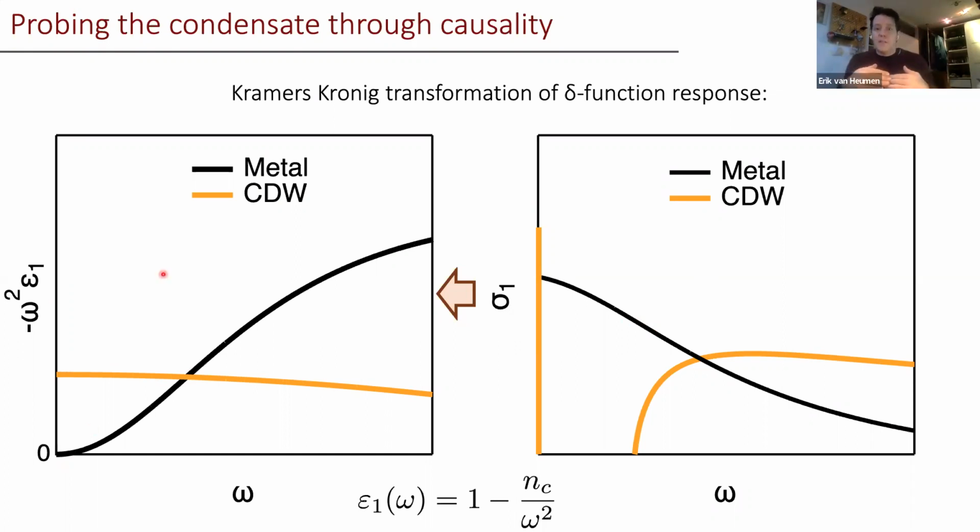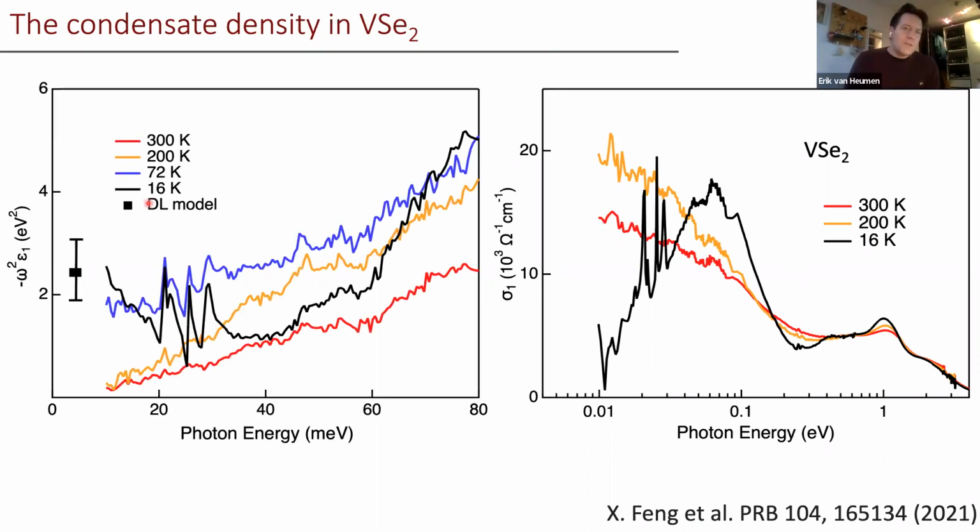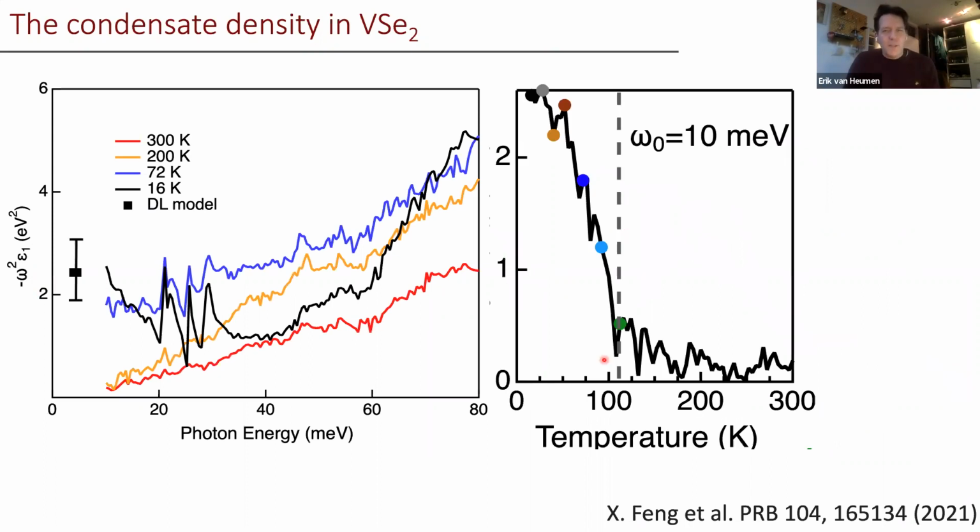And from my reflectivity data, I can obtain both sigma 1 and epsilon 1. So when I do this for my experiment, I already showed you the real part of the optical conductivity, but I can also compute the real part of the dielectric response, multiply this with minus omega squared, and then look at the extrapolation to 0 frequency. Here I didn't really extrapolate it, I just took the value of this function at 10 millielectron volts, the lowest data point.